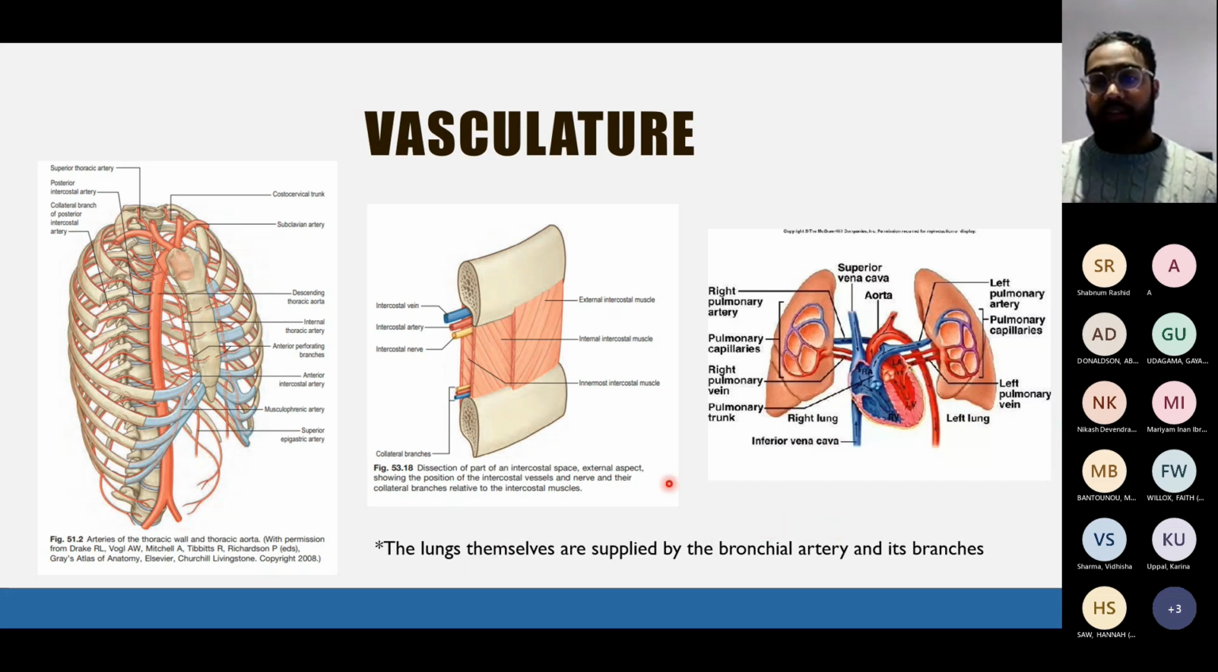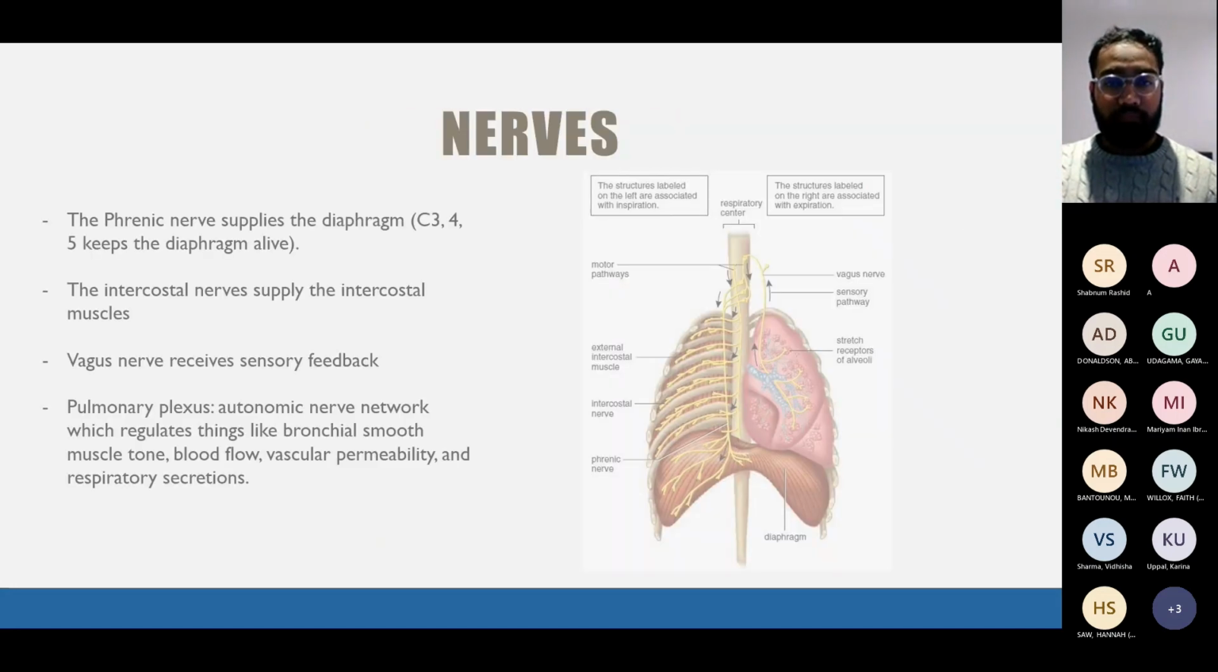And a side note, the lungs aren't supplied by the pulmonary arteries or the veins. They're supplied by something called the bronchial artery. Bronchial artery has loads of different branches, and that supplies the majority of the lungs themselves, the lung tissue, with the blood that it needs to function.